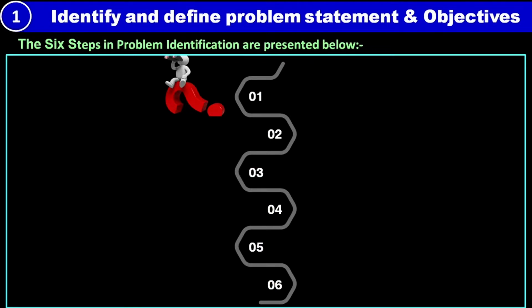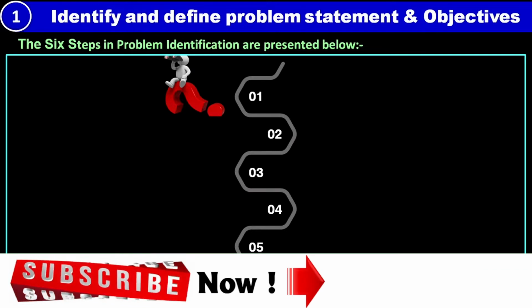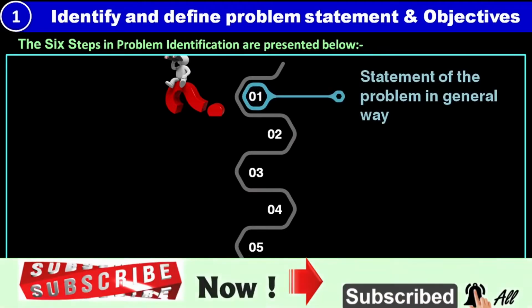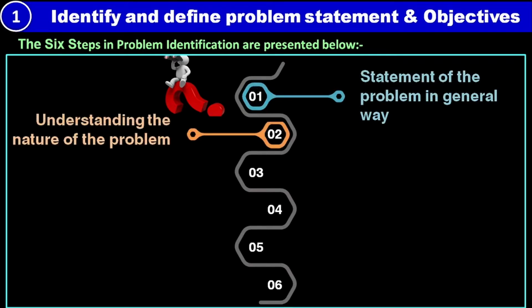Now we will discuss steps in problem identification. There are basic 6 steps in problem identification, which are: statement of the problem in a general way, understanding the nature of the problem. Firstly, the problem is defined in a general way. Then the nature of the problem is understood by the researcher. What is the nature of that problem?